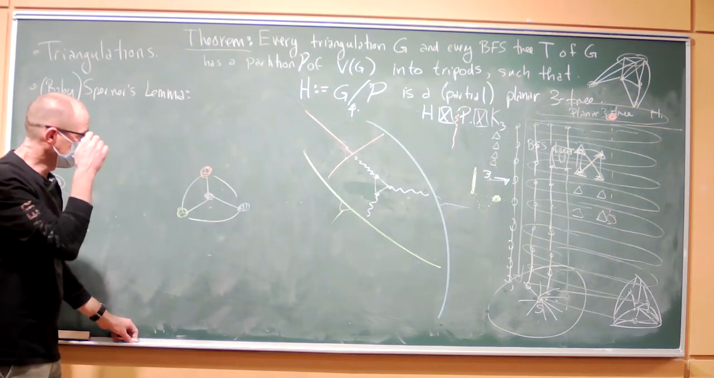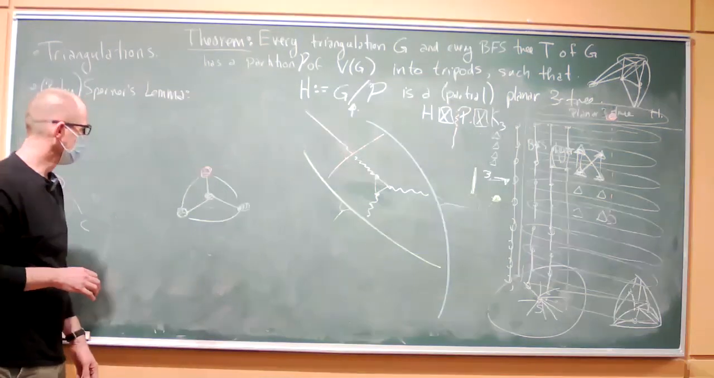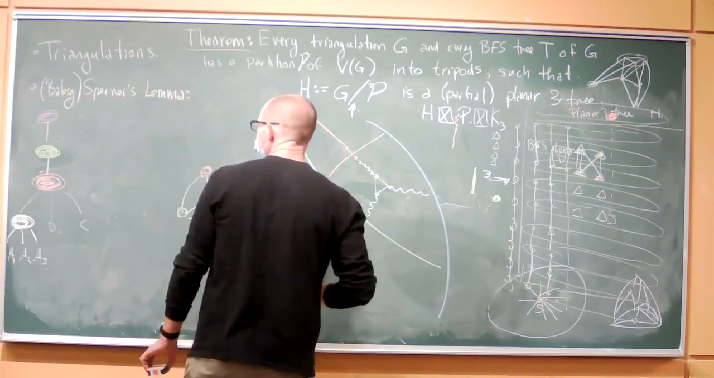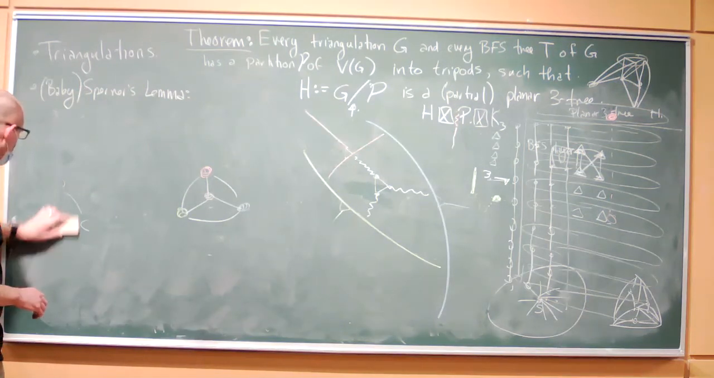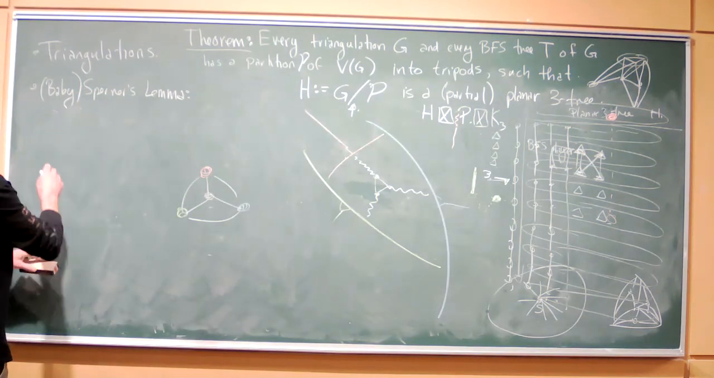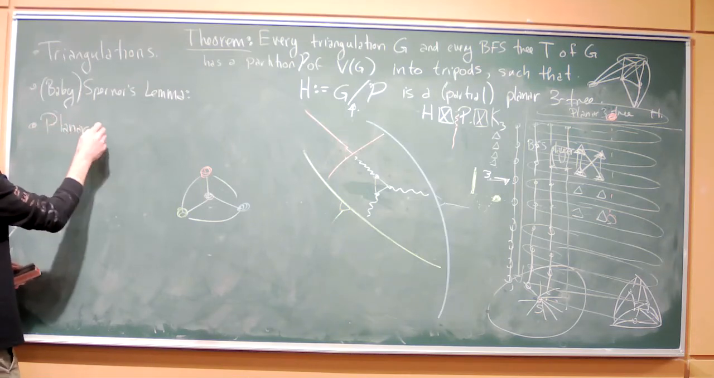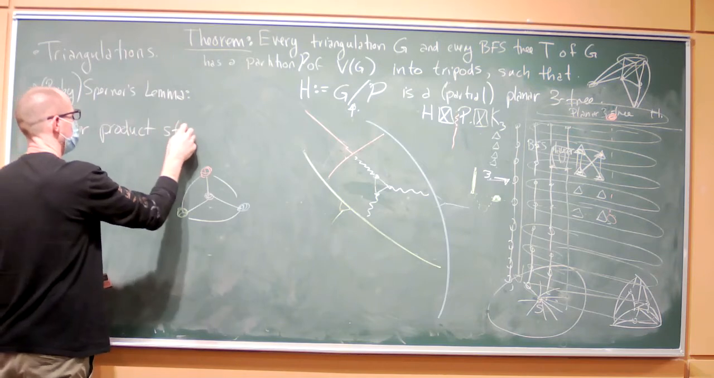So that's the proof of this thing, which has a name. So this thing is called the planar product structure theorem.